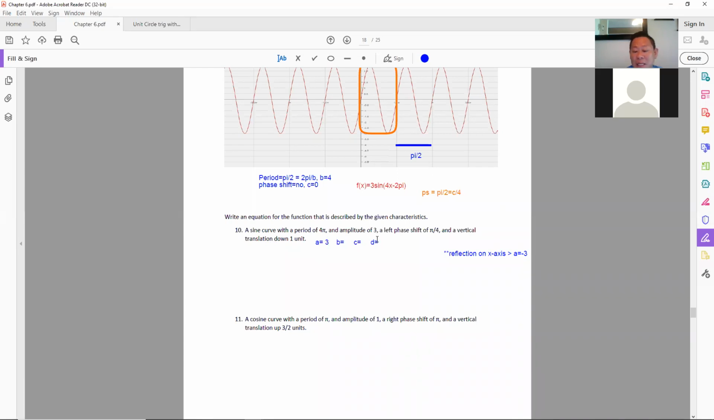Next thing we do is the D, because D is easy. The D is based on the translation going up and down. Since this is going down 1 unit, the D in this case is -1 based on the down units. And now we need to figure out your B and your C based on your period and your phase shift.